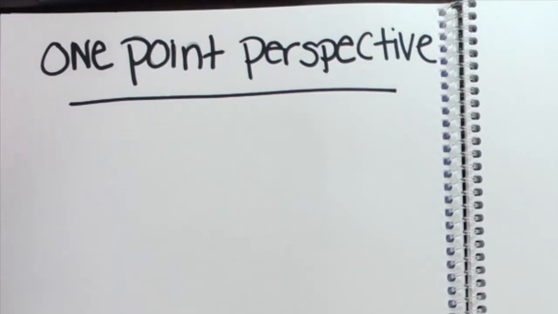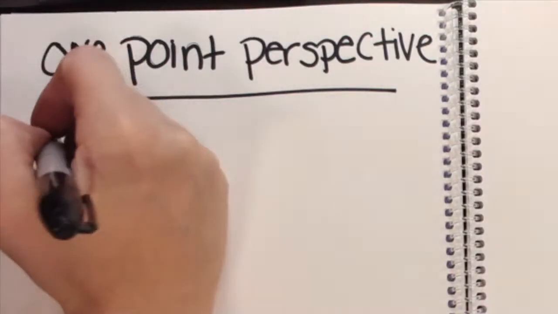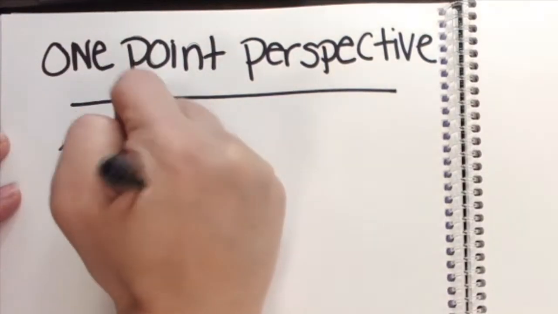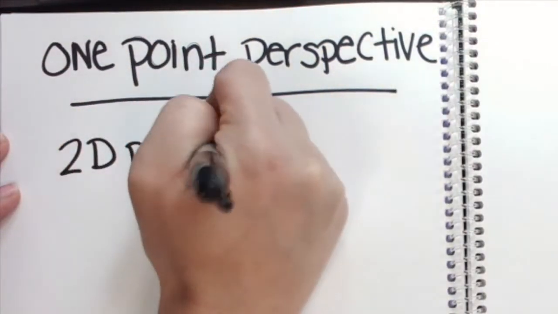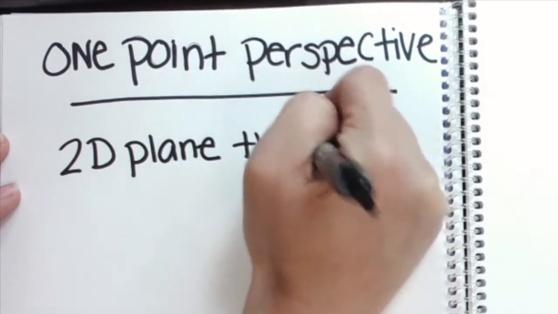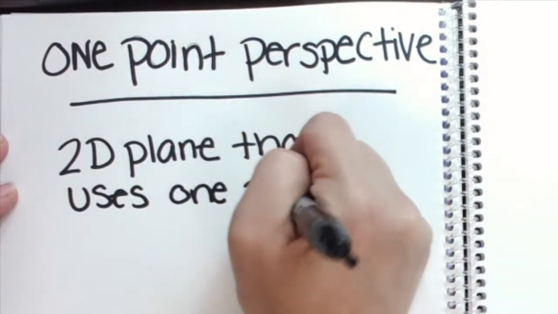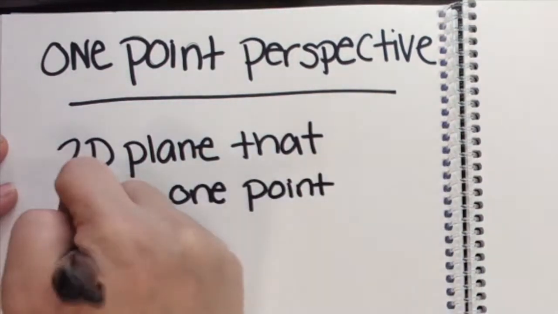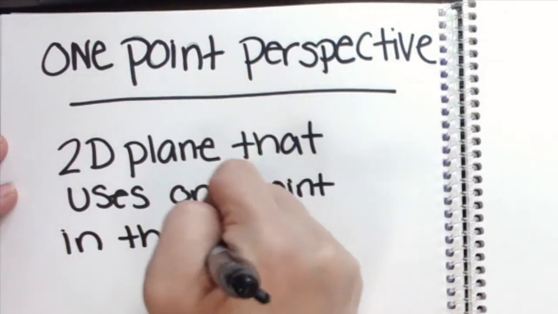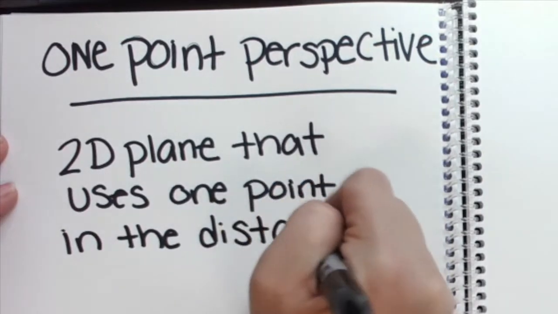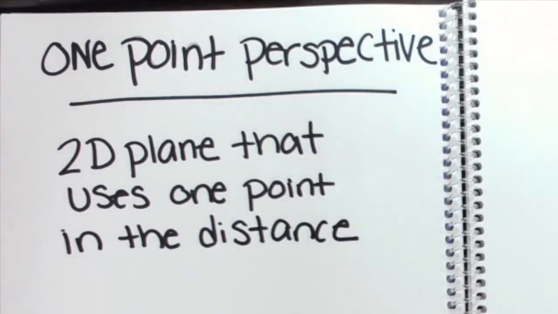Now, that is a type of drawing created on a 2-dimensional plane that uses 1 point in the distance. So, created on a 2D plane that uses 1 point in the distance. And what that means is everything's going to be going to that 1 point.